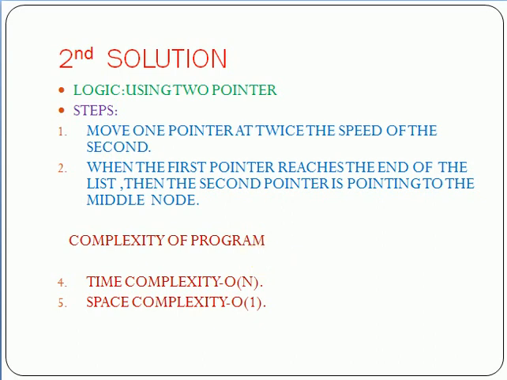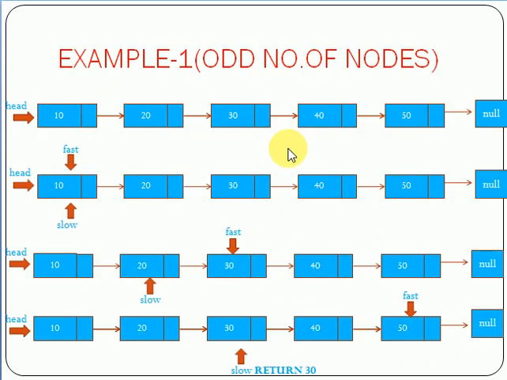Now we are going to see the examples. Now example number 1. Here we are taking an odd number of nodes because 5 different nodes are present, so eventually this comes under the odd number of nodes.